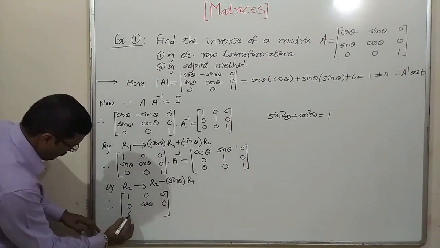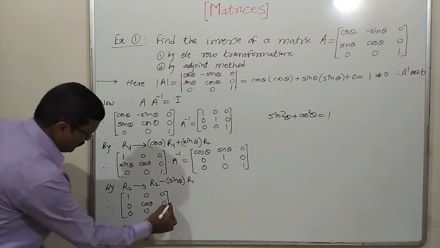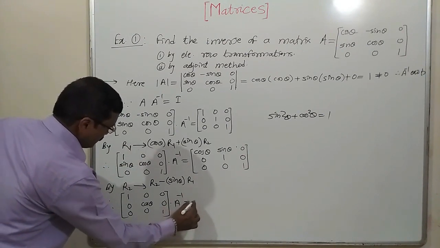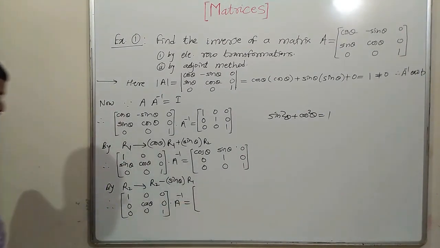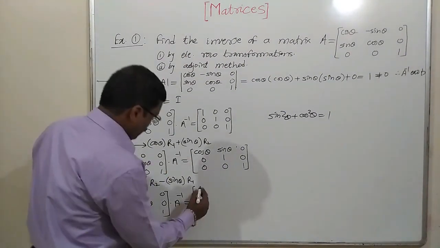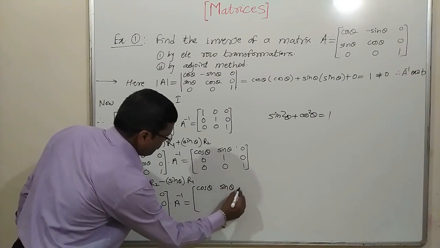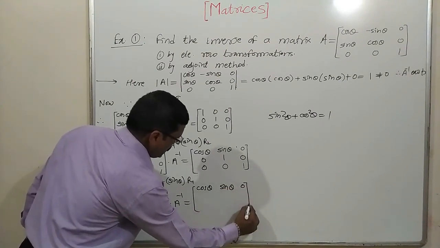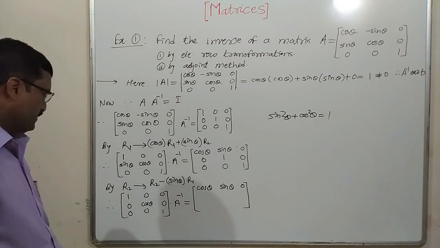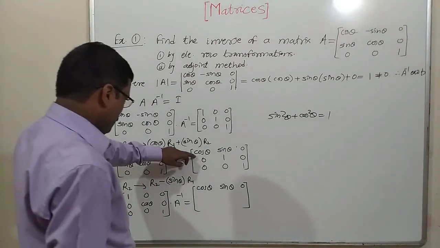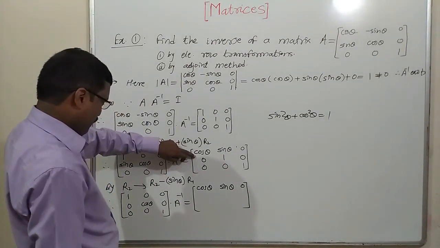0, no change in 0. 0, 0, 1 into A inverse equal. But to the right, we are changing the second row. So the first row remains unchanged, that is cos theta, sin theta, 0. In the second row, we are subtracting the first row with multiplication by cos theta.